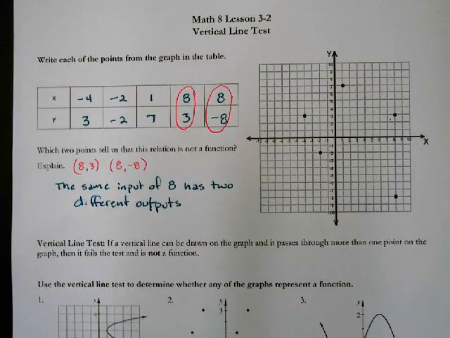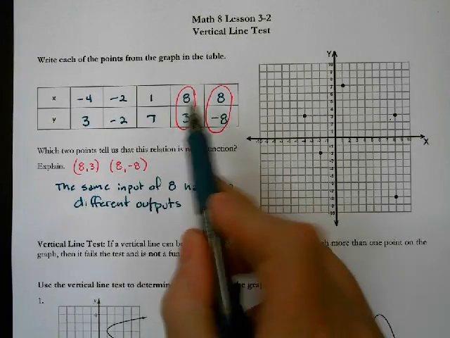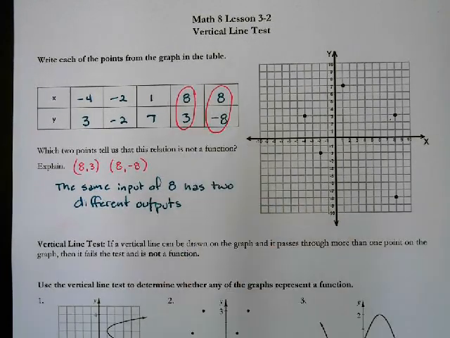And remember, for a relation to be a function, each input has to have just one output associated with it. And so this breaks that rule. We have the input of 8 with two separate outputs. Not good. So it's not a function because of those two points.